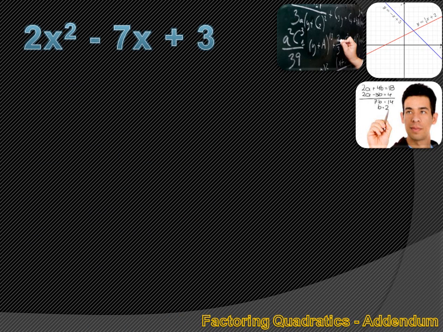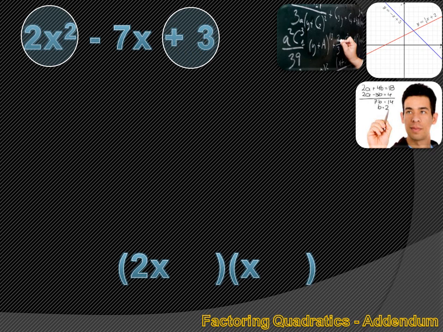Well, let's try another example. And in this one, I've got a negative sign between my a and my b terms, and I got a positive sign between my second and third terms. Now we're going to start out the same way. We're going to create a pair of brackets, and then we're going to look at our a term, and it's 2x squared. And that's easy to factor. That's 2x in one bracket and x in the other bracket.